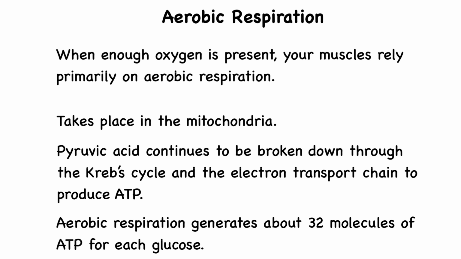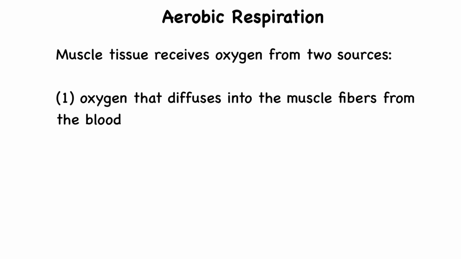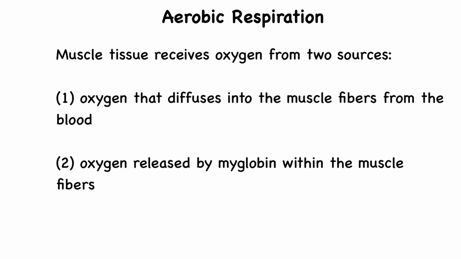Muscle tissue receives oxygen from 2 sources. First, the oxygen that diffuses into the muscle fibers from the blood, and secondly, the oxygen that is released by myoglobin within the muscle fibers. This is why endurance athletes focus on training their aerobic systems. They're optimizing their muscles' ability to efficiently use oxygen to generate ATP over extended periods.